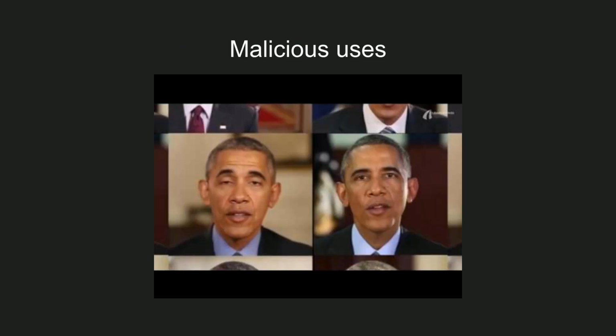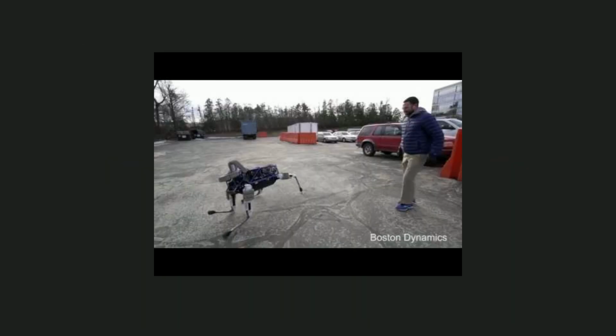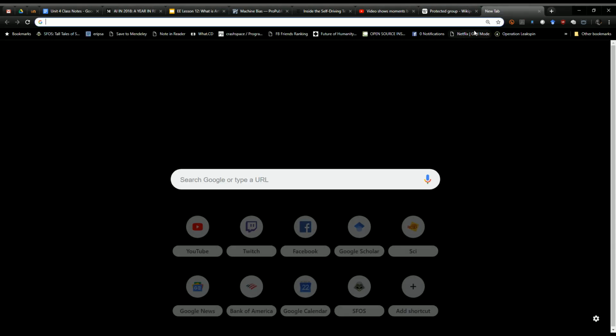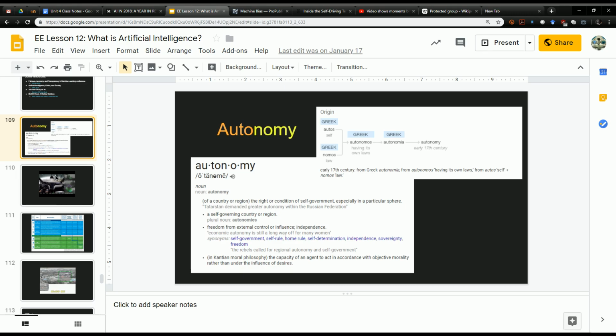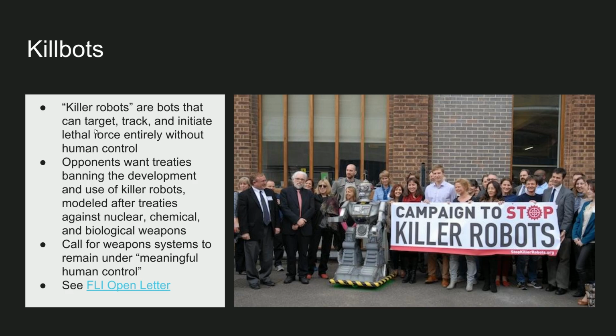Okay, so I'm just blowing through these ethical problems, but I'm going to spend the last few minutes talking about killbots. Killbots, sometimes called lethal autonomous weapon systems, or LAWS. These slides are out of date. Killer robots are machines that can target, track, and initiate lethal force without human control. So a killer robot is a robot that has the capacity to initiate lethal force against another human being.